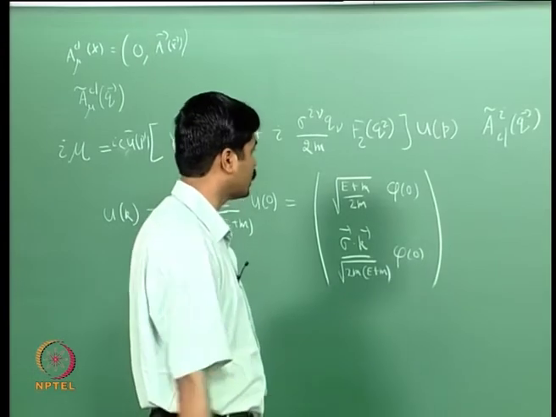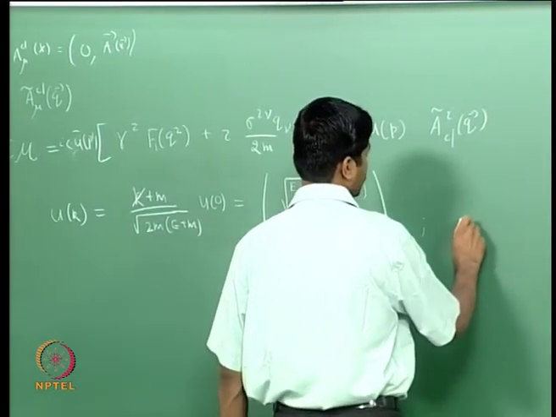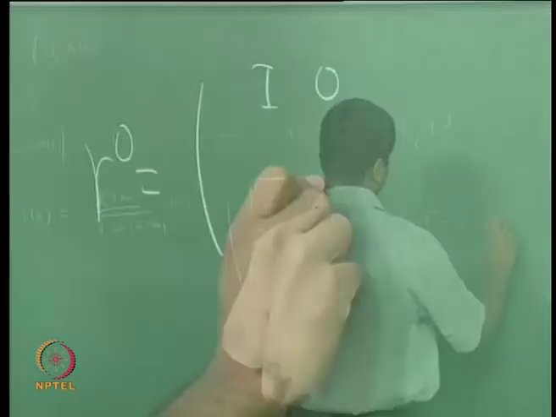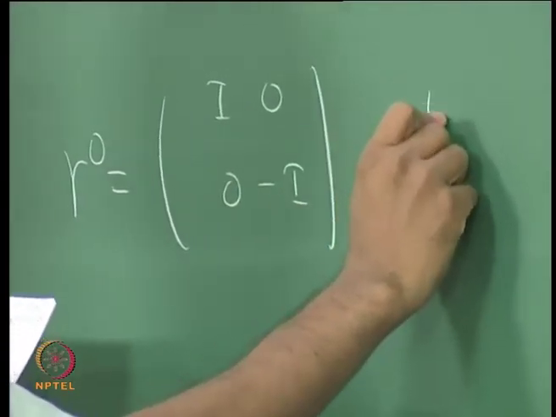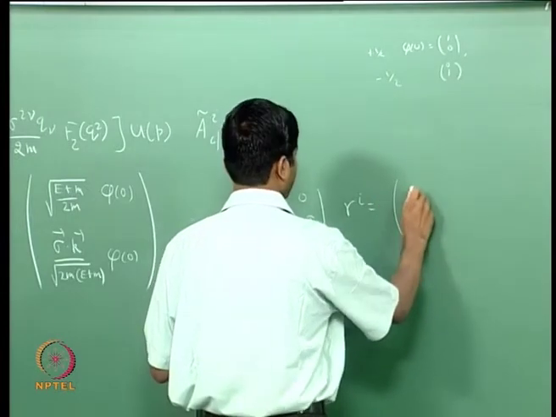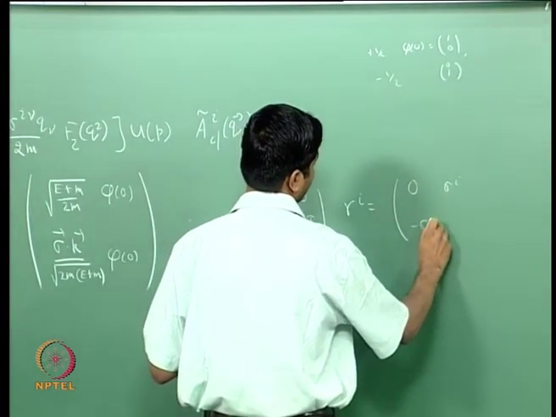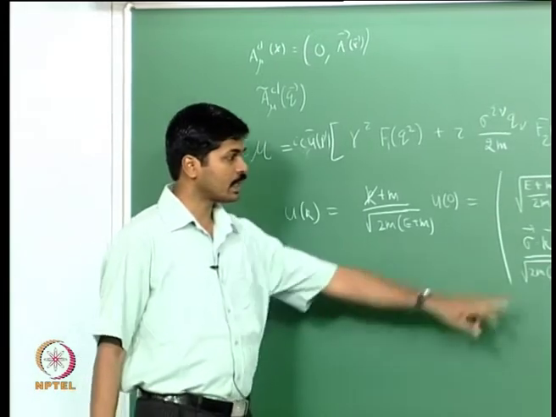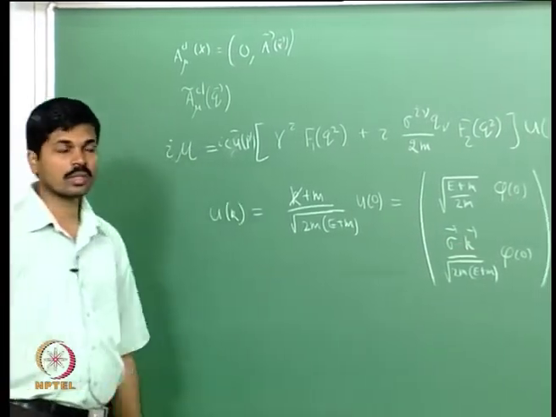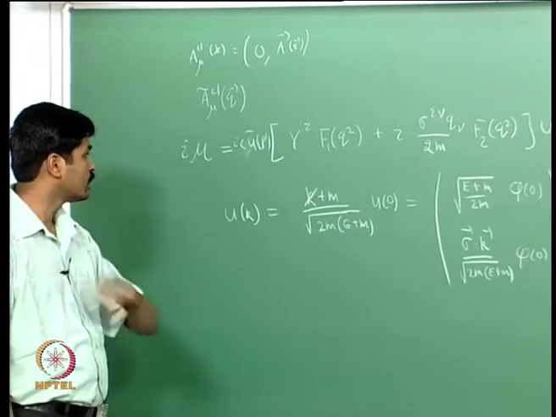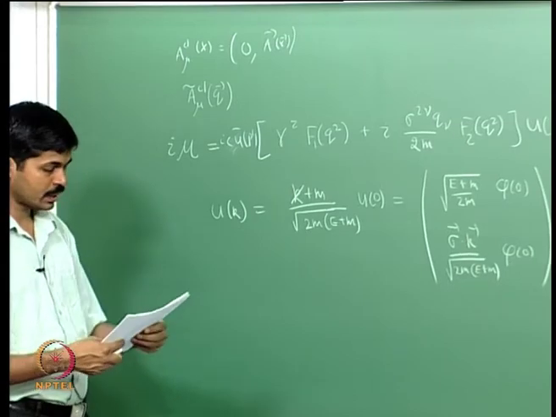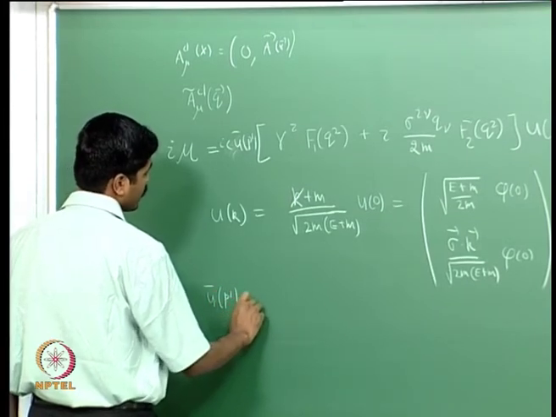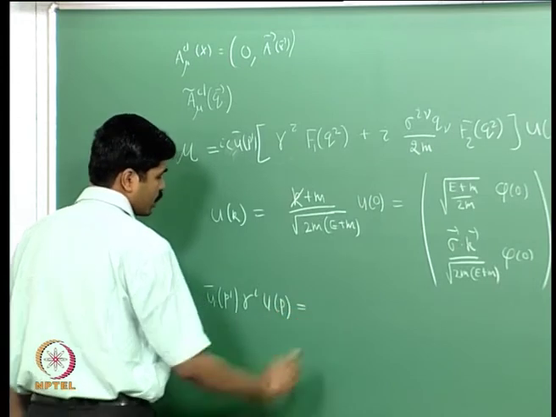So we will stick with this notation, and we will work in the representation where γ⁰ is equal to (identity, 0; 0, minus identity), and γ^i is (0, σ^i; minus σ^i, 0). In addition, we will assume that the momenta are all small compared to the mass of the electron. So we will plug this into this formula here. Let us first compute the first term, which involves ū(p′)γ^i u(p). So what is this term?